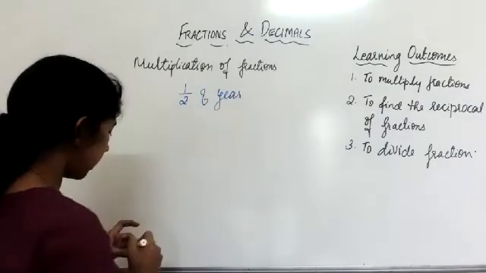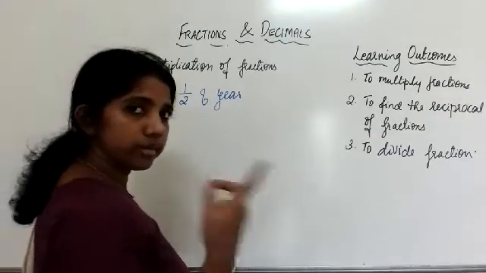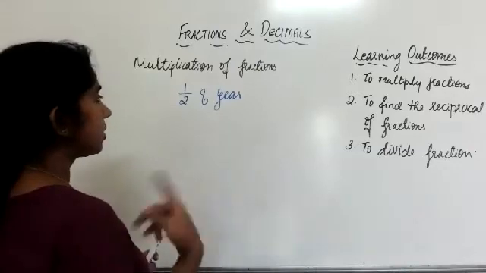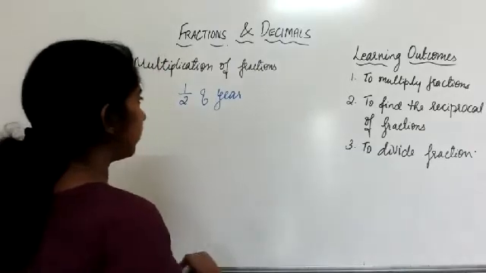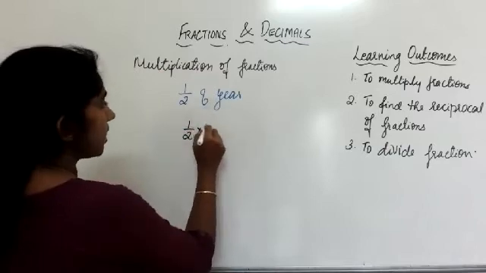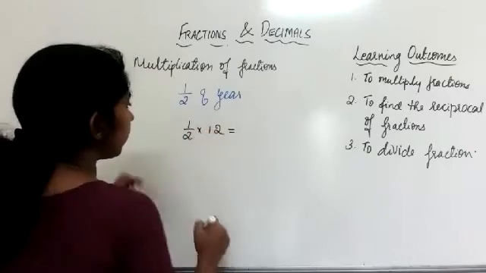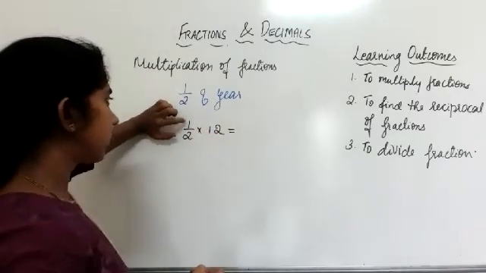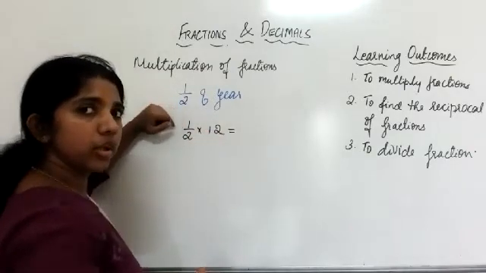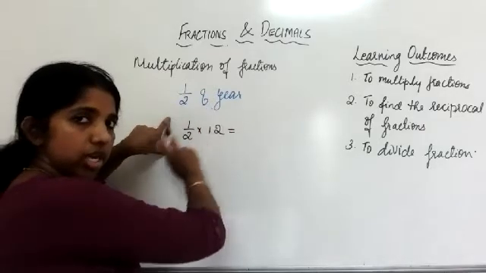So in a year, how many months are there? If I talk in terms of days, it is 365, but in terms of months, a year has how many months? 12 months. So this is 12 into half. In this case, you will multiply the numerator. So how to multiply a fraction and a whole number?